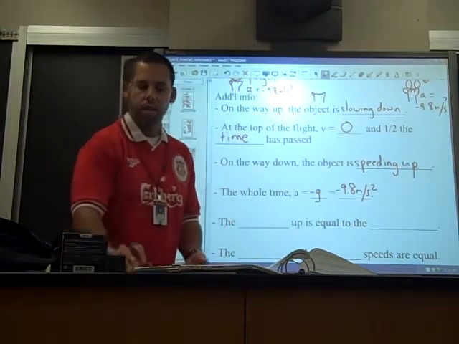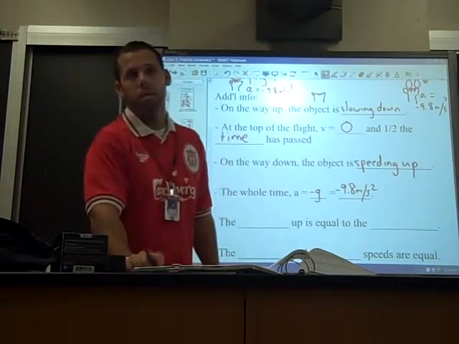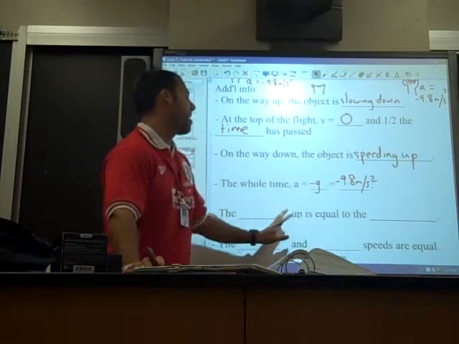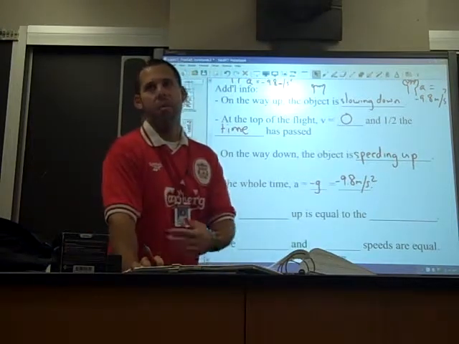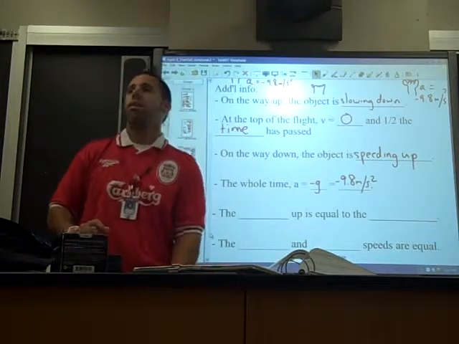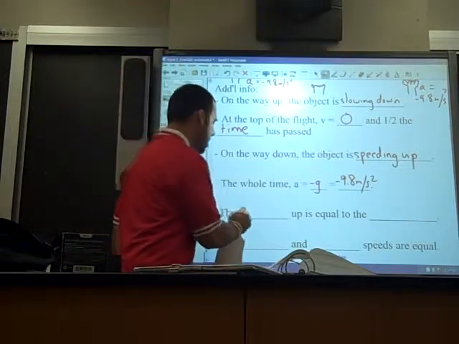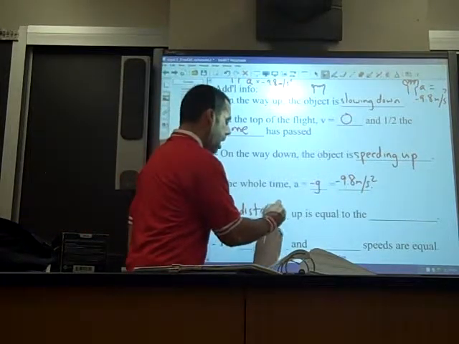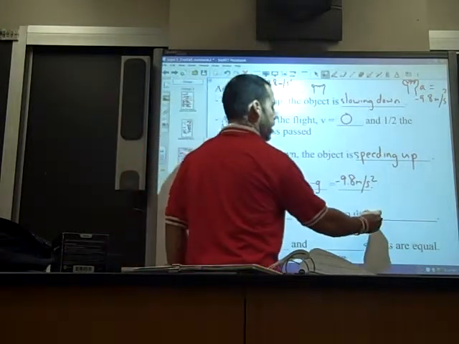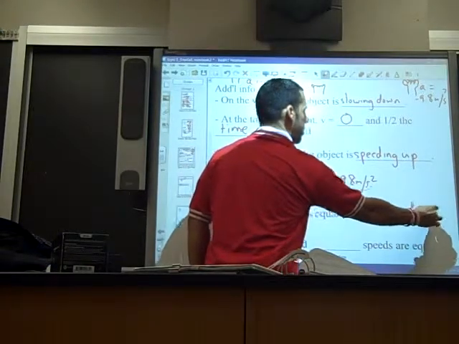That happens a lot. The question says at max height, what's the acceleration? And I hear, oh, it's 0. It's not 0. It's always negative 9.8. So the blank up is equal to the blank down. What is it? Not the velocity. The distance, right? So if it goes up 5 meters, it's going to come back down 5 meters. So distance up is equal to the distance down.